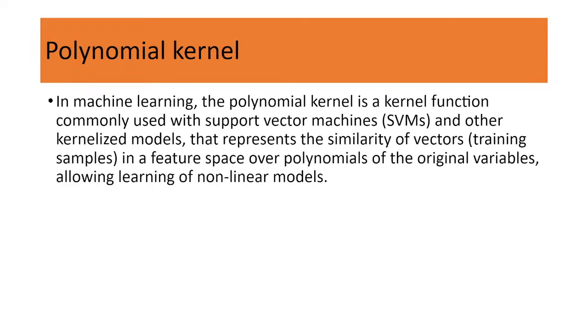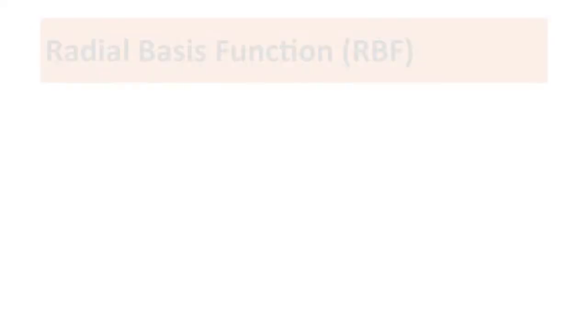And the polynomial kernel type you can see. In machine learning, the polynomial kernel is a kernel function commonly used with the support vector machine and other kernelized models that represent the similarity of vectors from the training sample, and find out the similarity of vectors in a feature space over polynomials of the original variables, allowing the learning of nonlinear models.